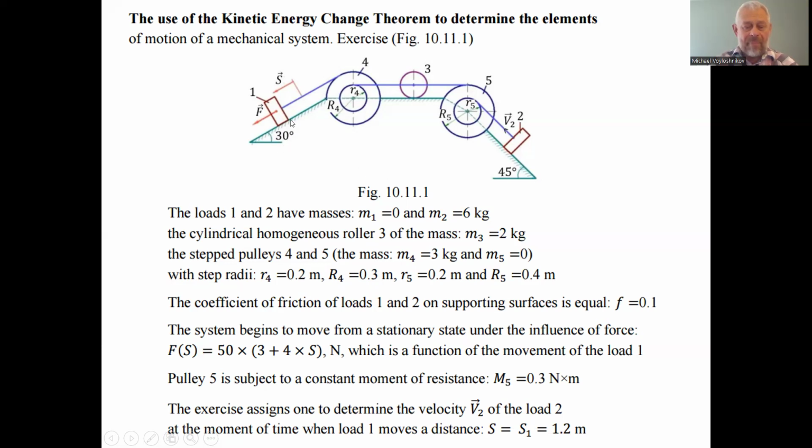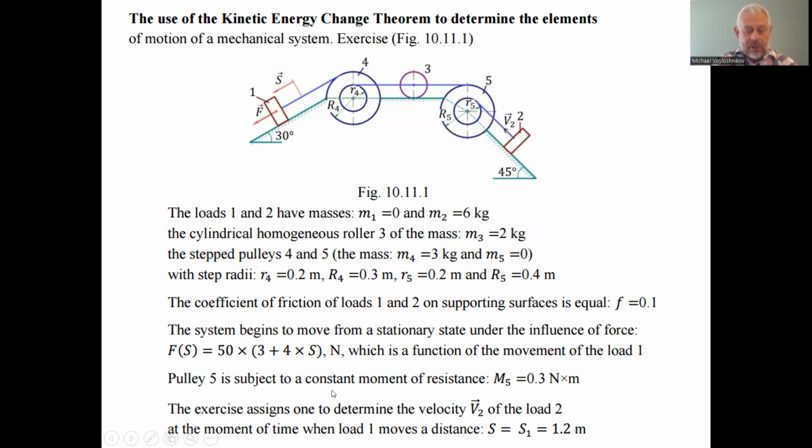The coefficient of friction of the first and second loads on the support equals 0.1, but it's not very important for the first load, because the first load is weightless, and we know for sure that the friction force arises only if we have a normal reaction to the surface, as for the second load. But for the first load, we have just assigned the longitudinal force which acts along the surface inclined at 30 degrees, with no normal component to the surface.